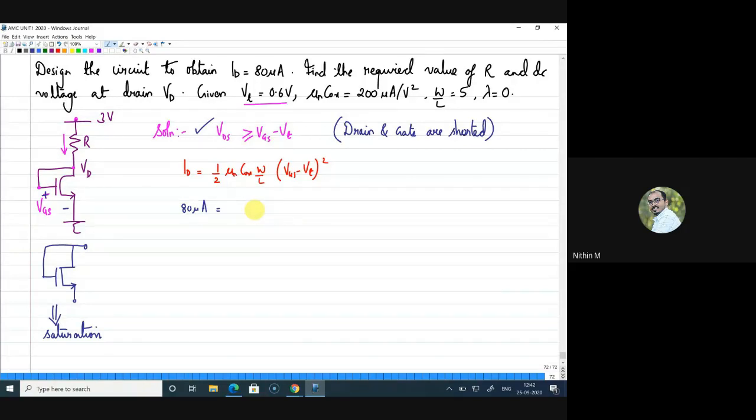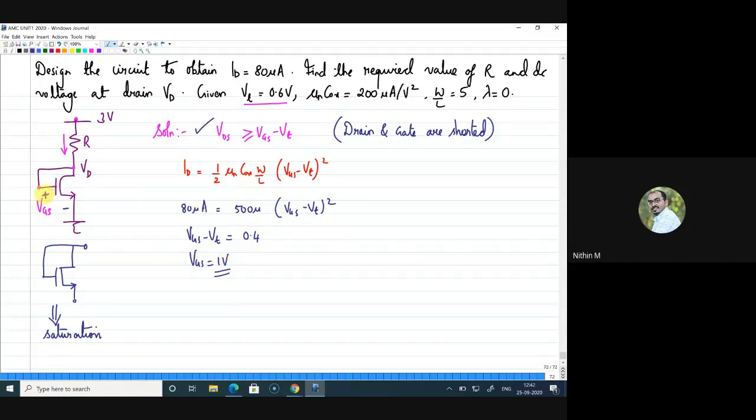W by L is 5, so it is 1000, and 1000 by 2 is 500 here. 500 micro into VGS minus VT the whole square. So that will give you the VGS minus VT value. What is VGS minus VT? Your VGS minus VT is actually 0.4. That will give you VGS as 1 volt.